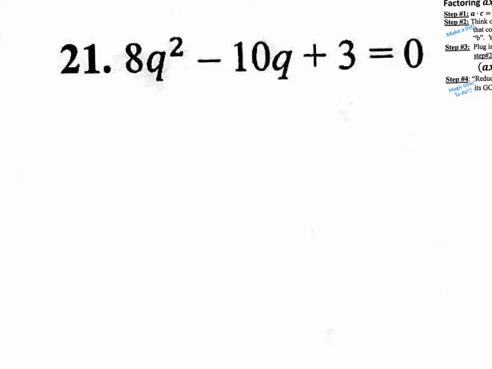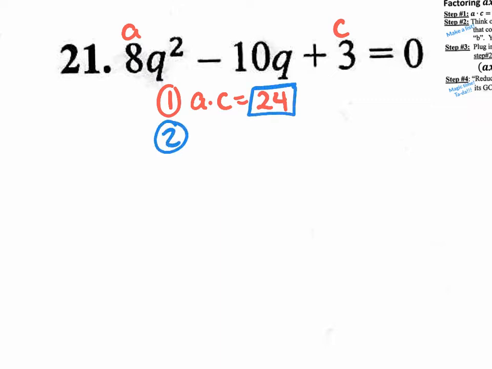So right here, it's already set equal to 0, which means that we jump right into step 1. Step 1 is to multiply A times C, where A is 8 and C is 3. So A times C, 8 times 3 is 24. That's our answer for step 1. Step 2, make a list of the multiples of that answer, 24. 1 times 24, 2 times 12, 3 times 8, 4 times 6, 5 doesn't work, so that's about it.